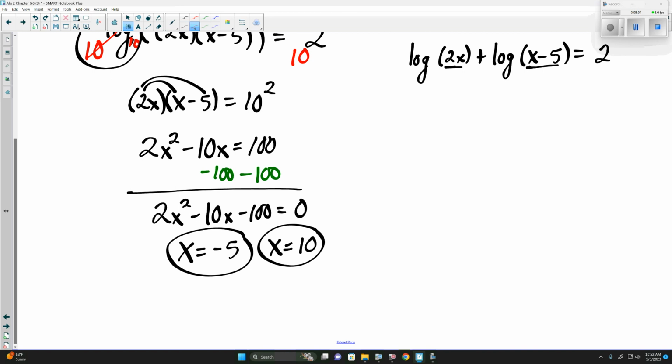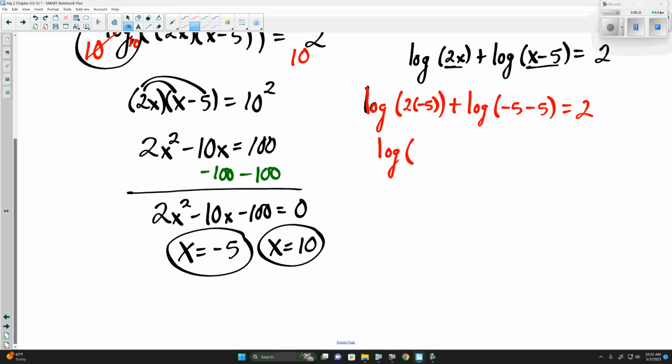So if we look at negative 5, we would have log of 2 times negative 5 plus log of negative 5 minus 5 is equal to 2. And if we simplify these down, 2 times negative 5 is negative 10. Negative 5 minus 5 is negative 10. So when we plug negative 5 back in, the numbers that end up in the log in both spots is negative. So it tells us that x equals negative 5 is an extraneous solution.